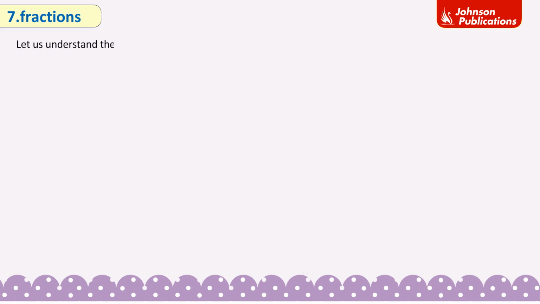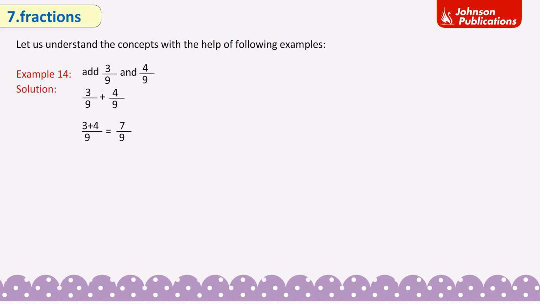Let us understand the concepts with the help of the following examples. Example 14. Add 3 by 9 and 4 by 9. Solution. 3 by 9 plus 4 by 9 is equal to 3 plus 4 divided by 9, which is equal to 7 by 9. Example 15. Add 3 by 5 and 2 by 5. Solution. 3 by 5 plus 2 by 5 is equal to 3 plus 2 by 5, which is equal to 5 by 5.